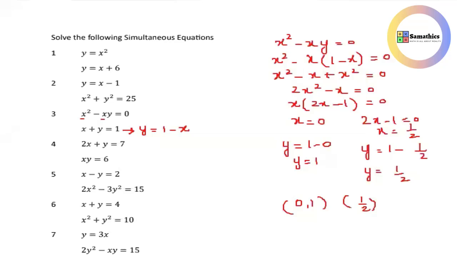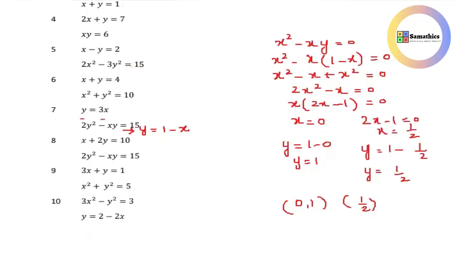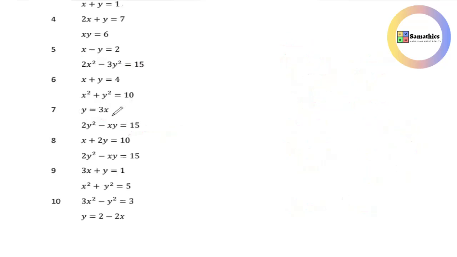Now, we have already discussed question number 5. Question number 6, the same. You can make any variable the subject and you can substitute in this, because we have x square plus y square is equal to 10 in the second equation. Okay. Then we have question number 7, in which we have y is equal to 3x and 2y square minus xy is equal to 5.